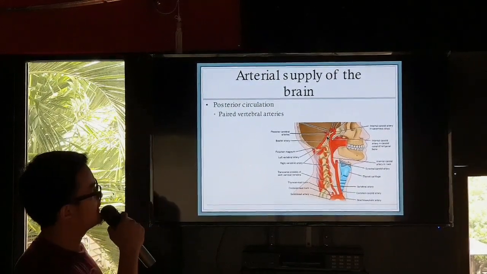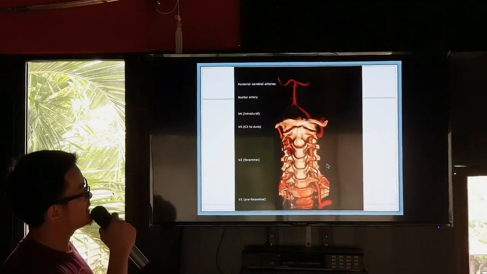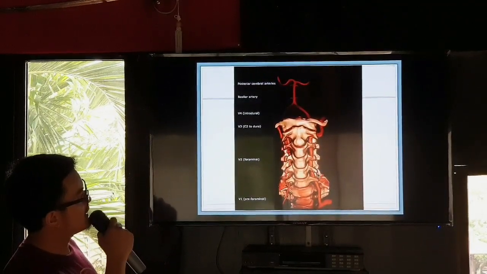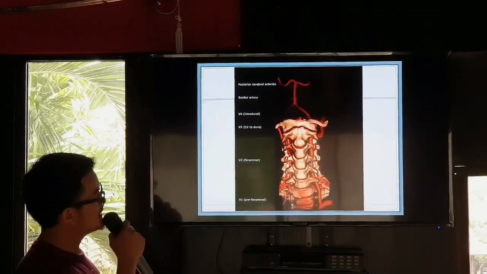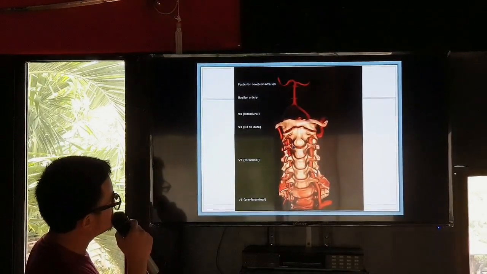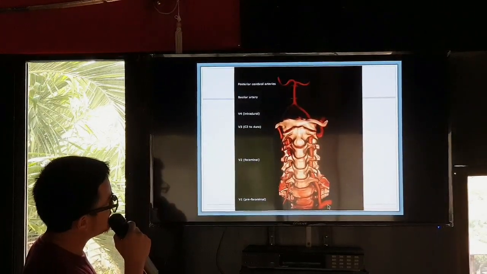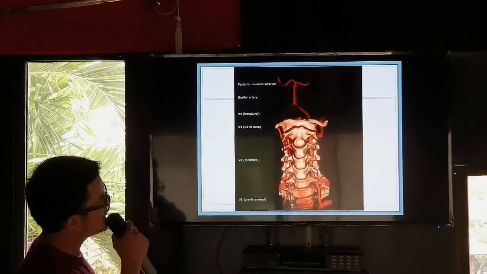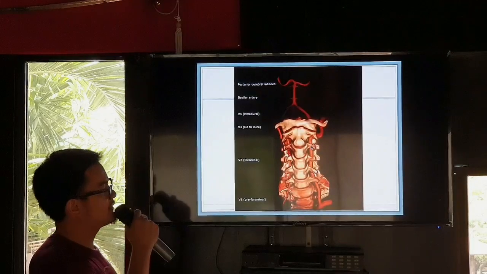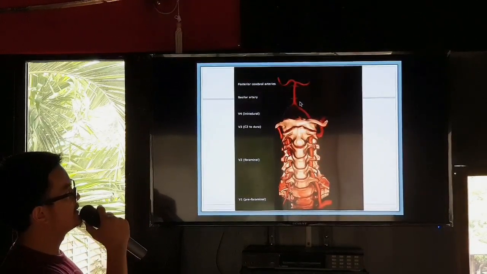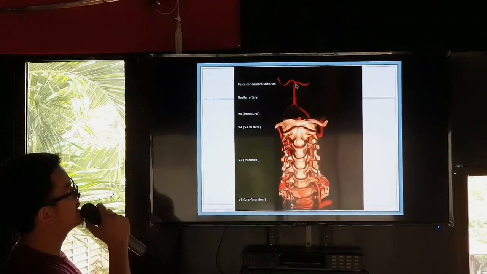Here's another image. This is a 3D reconstruction, most likely from an angiogram or a CT angiogram. These are the paired vertebral arteries coming from the first part of the subclavian, traveling through the transverse foramina. They enter the skull base and form the basilar artery.